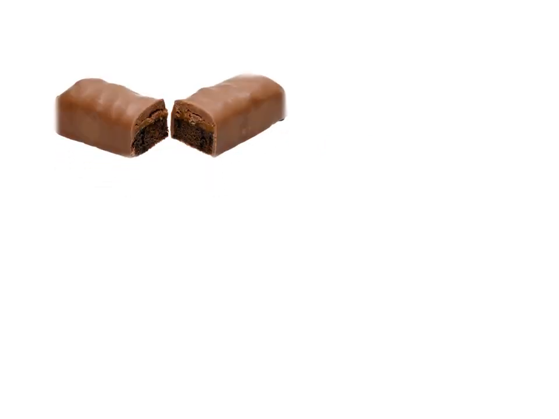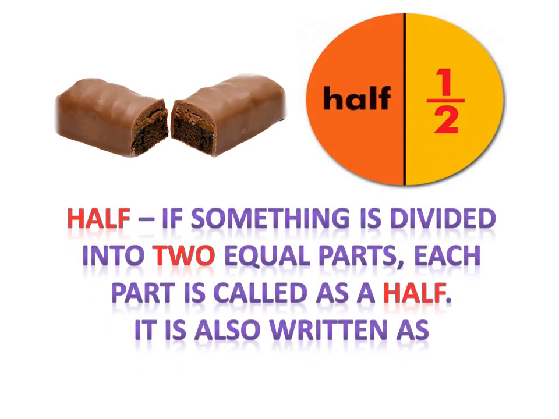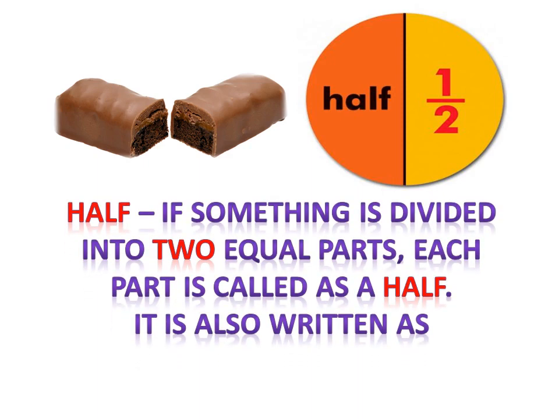Here, a chocolate is divided into 2 equal parts. Each part is called a half. A circle is divided into 2 parts. Each part is called a half. Children, you can see half is written in 2 different ways. If something is divided into 2 equal parts, each part is called a half.